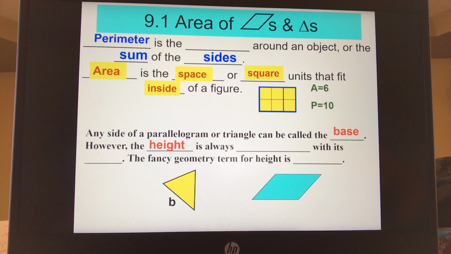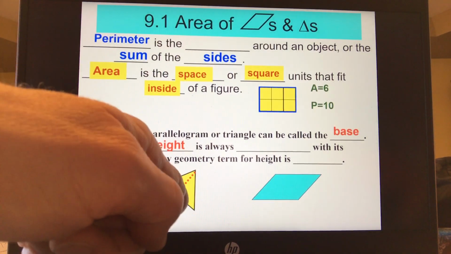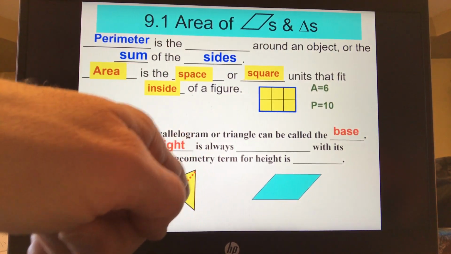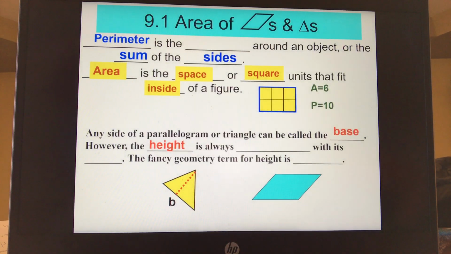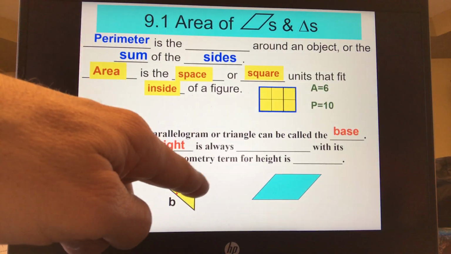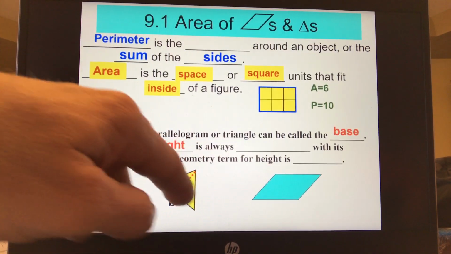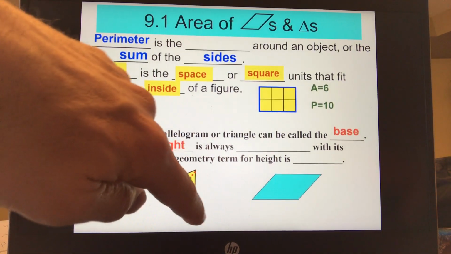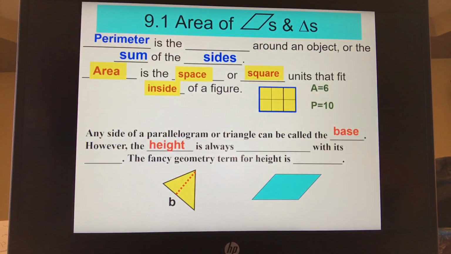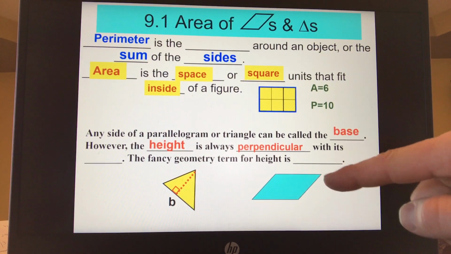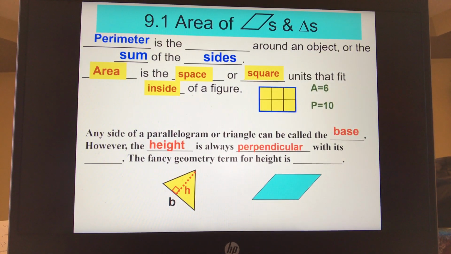I've started to use this word altitude a little bit in the last trig unit. The height has to be drawn this way so that it's perpendicular with the base. That is the key. I could have made the height this way if I called this one the base. If I called the top one here the base, I could have made the height going that direction there. Any side can be the base as long as the height is perpendicular with it. That's true for parallelograms as well. A parallelogram, this could be the base, or technically that could be the base, as long as I draw and measure my height perpendicular to it.